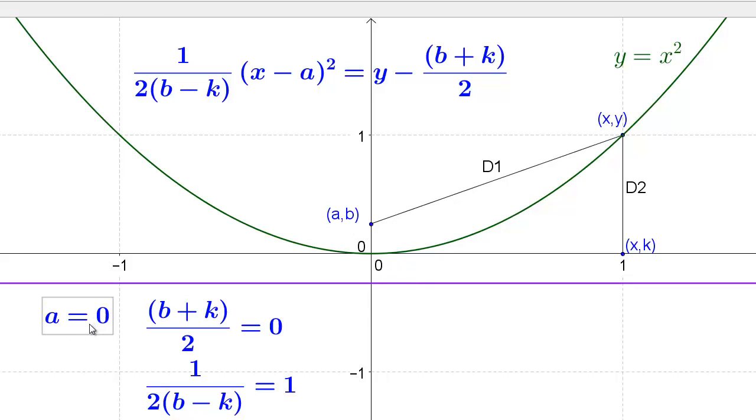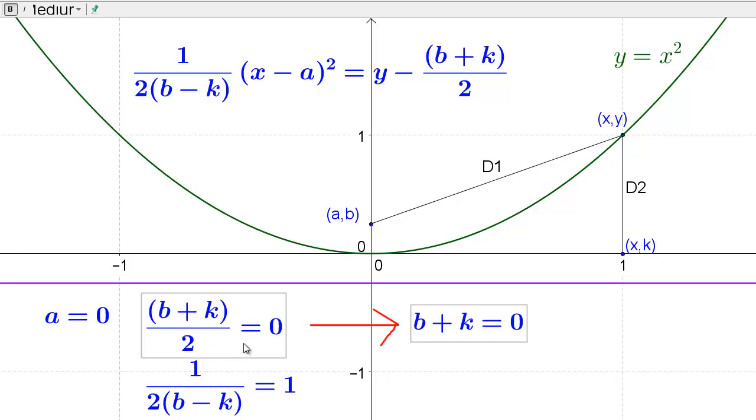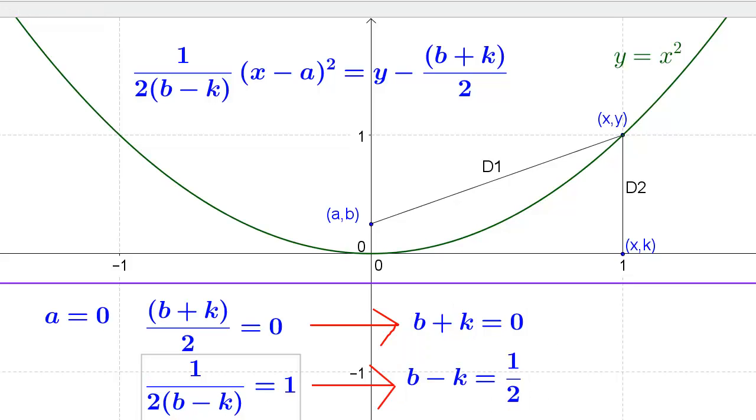Well, the a equals 0 part's done. We're going to take these two equations and solve for b and k. 2 equations, 2 variables, we can do this. We take this first equation and multiply both sides by 2, we get b plus k equals 0 times 2, or 0. If we take this bottom equation and multiply both sides by 2, we get b minus k equals 1/2. 2 equations, 2 variables, they're both linear.